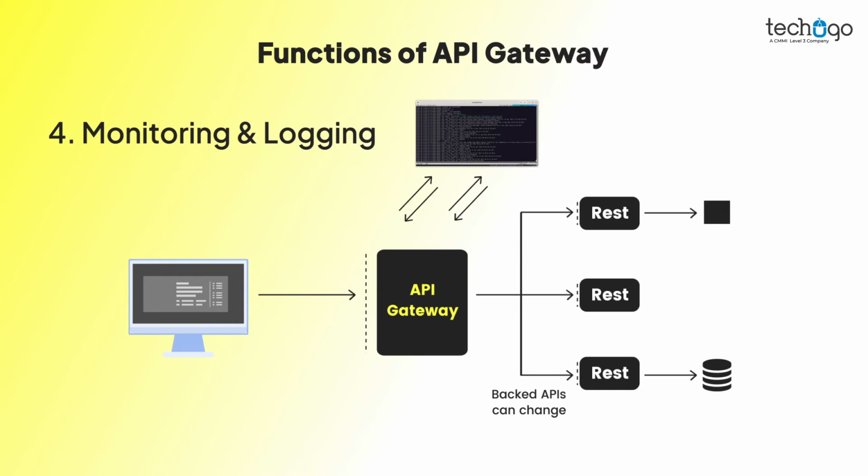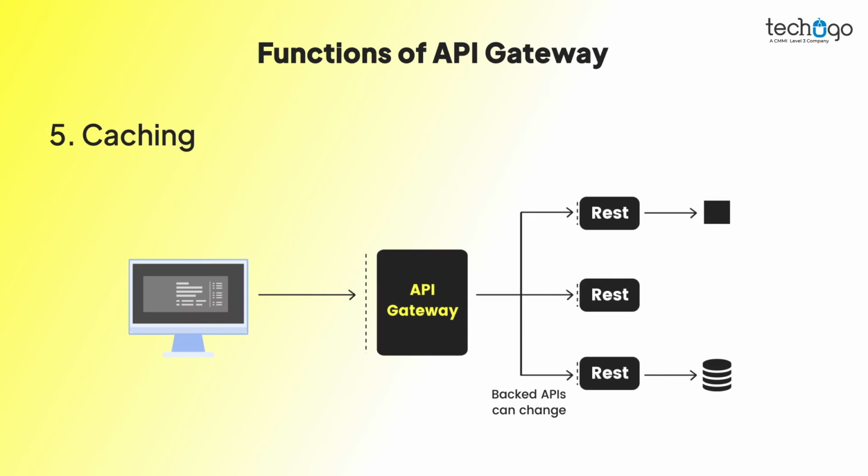Next is monitoring and logging. API Gateway monitors all the requests, approved and rejected. We can log the requests also for any of our investigation. Next is caching. We can enable caching on API Gateway. It asks for capacity. The better capacity we provide to the API Gateway, the better result it provides.